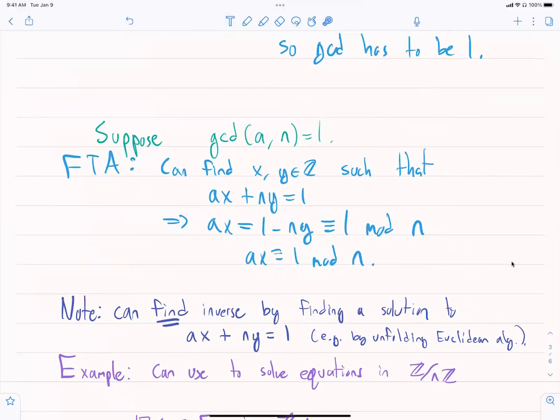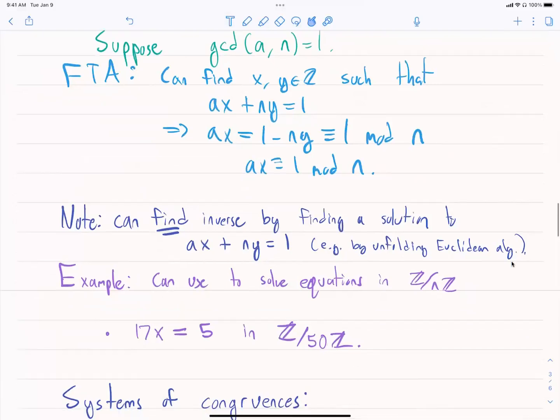But we know how to find such a solution. We know we can find a solution to ax plus ny equals 1 by unfolding the Euclidean algorithm. The Euclidean algorithm computes the GCD, and then we saw how you unfold it back in order to get a solution to this kind of GCD equation.